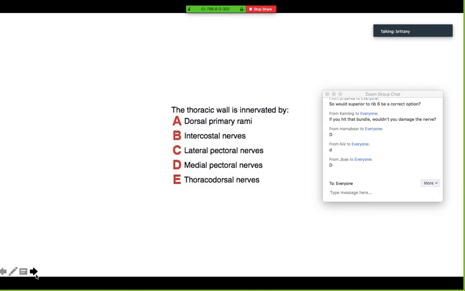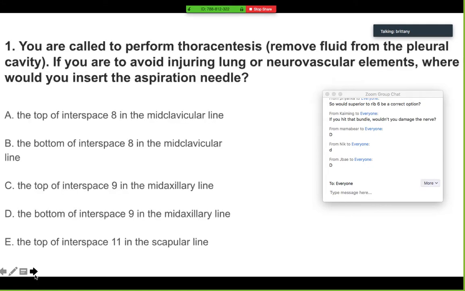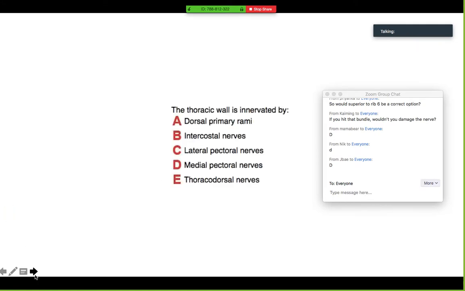Okay. All right, let me know if you guys have any questions about that. I put those two questions together to hopefully clear that up. Okay, so easier question. The thoracic wall is innervated by... correct, B.